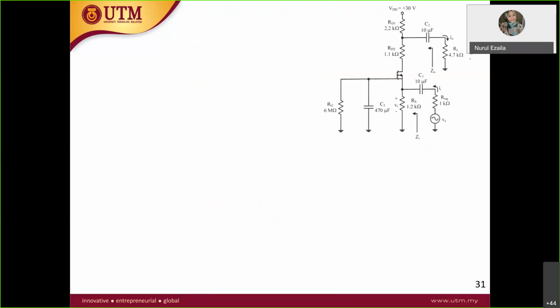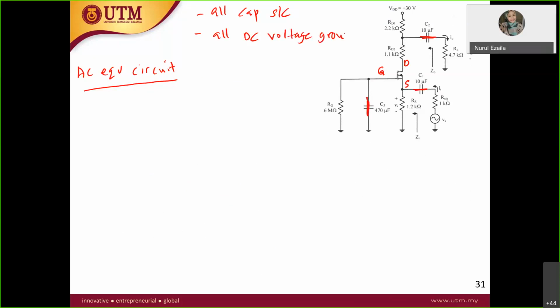Okay, so this is the circuit. First thing first, in order to draw the AC equivalent circuit at mid frequency, all capacitors are short circuit. So this capacitor is short circuit, this capacitor is short circuit, and this capacitor is also short circuit. So you have your gate, drain, and source. And all DC voltage is also grounded. That's it.